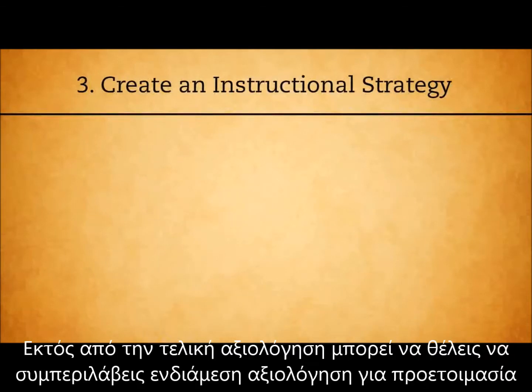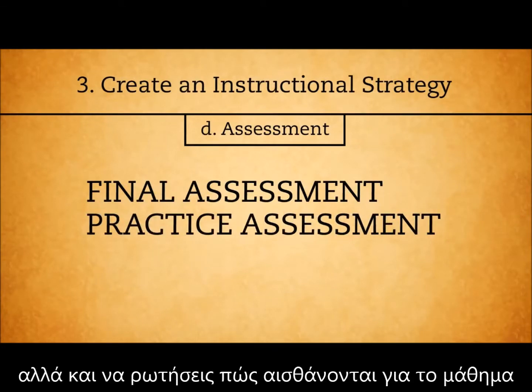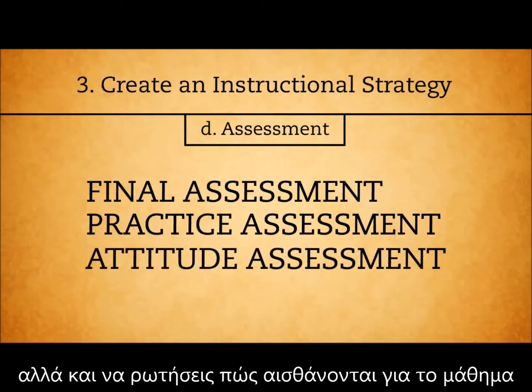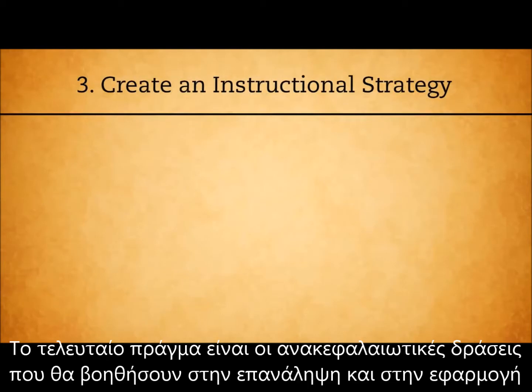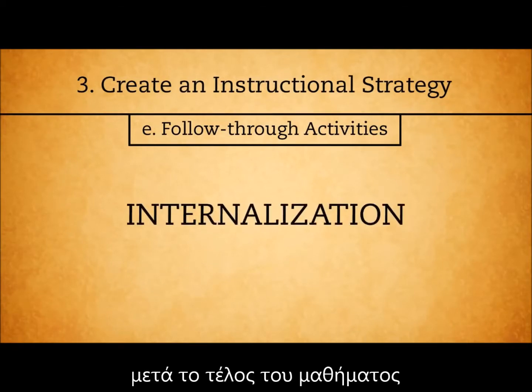You will then want to plan for assessment in your instructional strategy. In addition to the final assessment we talked about earlier, you may want to include practice assessments as well as a final attitude assessment, which asks your learners how they felt about the course. The final thing you want to include in your instructional strategy is a set of follow-through activities. This is a review of the entire course strategy with an eye toward helping students internalize and apply the instruction after the class is over.